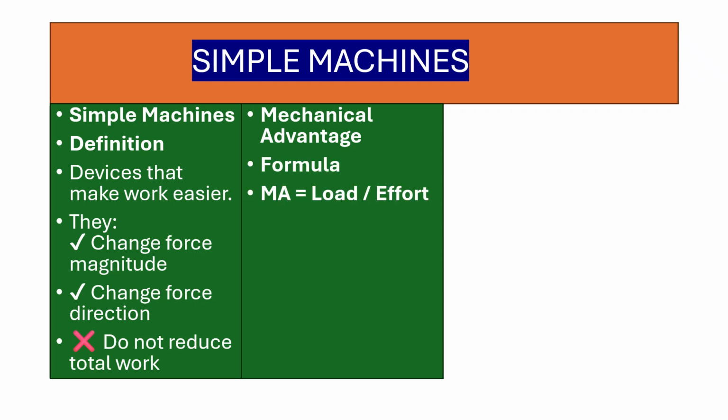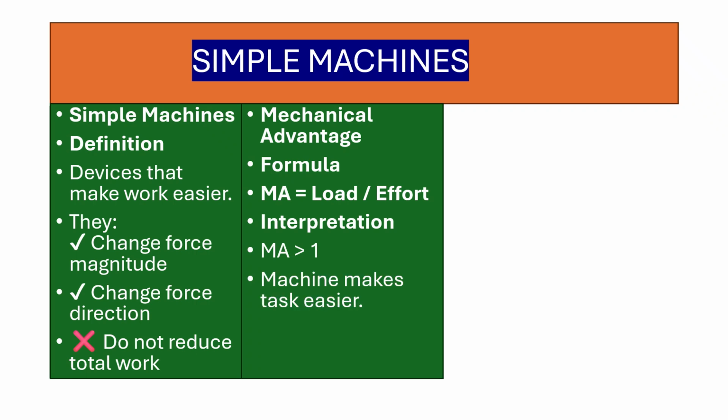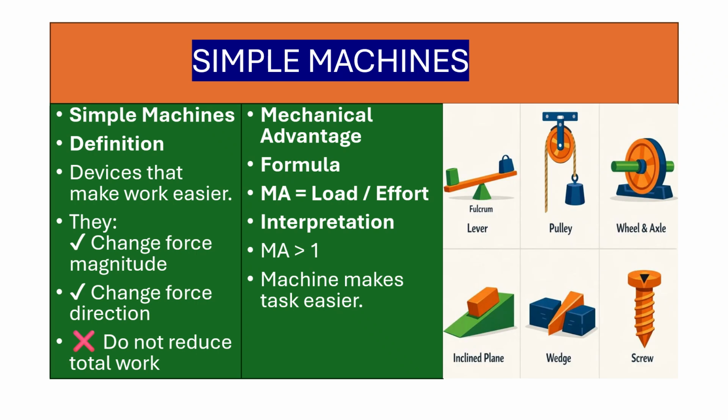Now, the next important term you have to remember when you are starting with simple machines is mechanical advantage. What is mechanical advantage? That is load upon effort. Please remember that mechanical advantage greater than 1 means the machine makes the task easier. So look at the screen, you will find different examples here: lever, pulley, wheel and axle, inclined plane, wedge and screw.